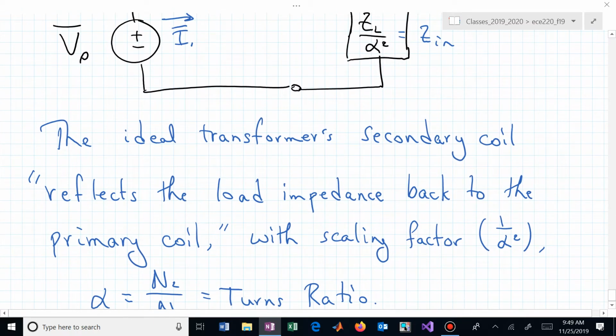So now we can, with a transformer, match this load impedance to our source impedance by the appropriate selection of turns on the primary side and the secondary side. And I know this is against my norm, but we'll just stop at that point, and we'll pick up with more examples of how to analyze transformer circuits tomorrow.